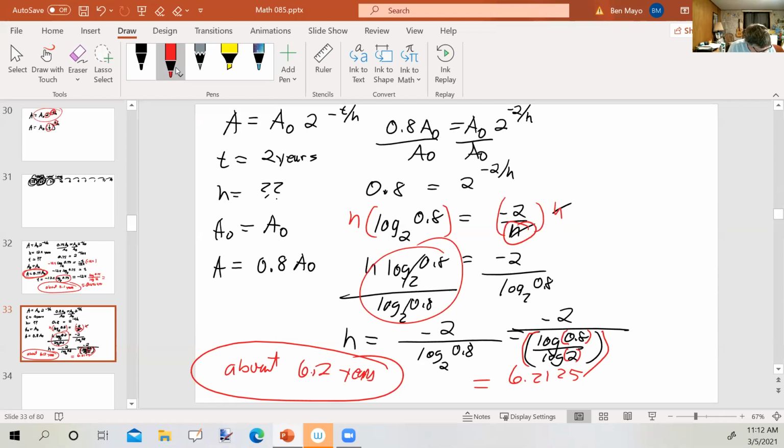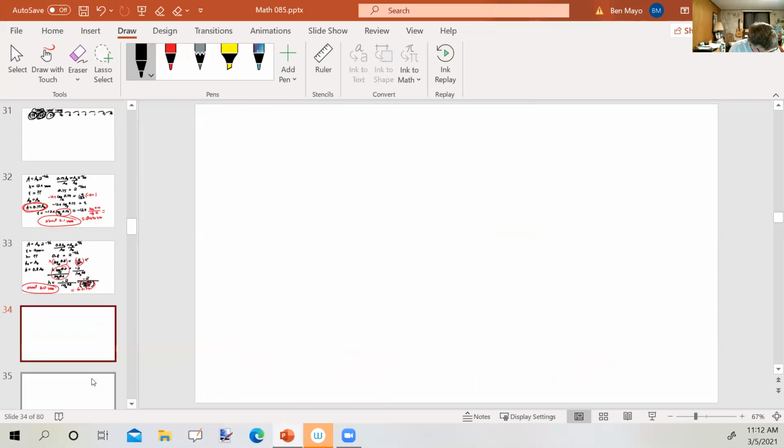Let's see here. Let's take a look at this one. Carbon dating. A bone fragment analyzed by archaeologists contains 60% of the carbon-14 that it is assumed to have had initially. How old is it? All right, so A equals A naught 2 to the negative T over H power.